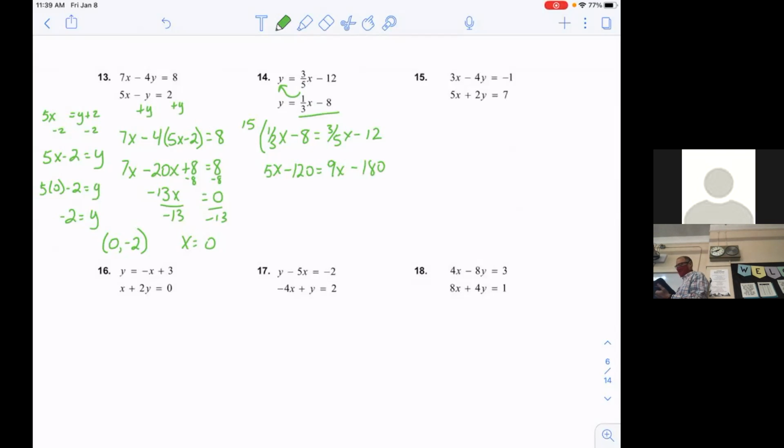Okay. So again, this became an ugly problem. I'm going to subtract the 5x over and subtract the 5x over, so that gave me a 4x. In the same step, I'm going to add the 180 over and add the 180 over, and so that's going to give me a 60. So now I'm going to hope 60 is divisible by 4. Huh. It is. It is 15.